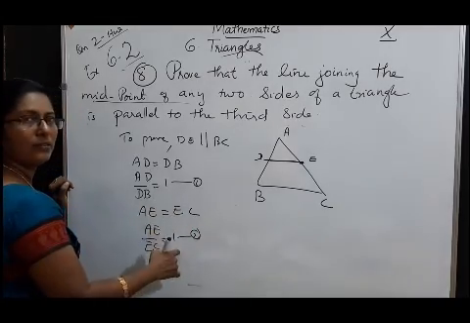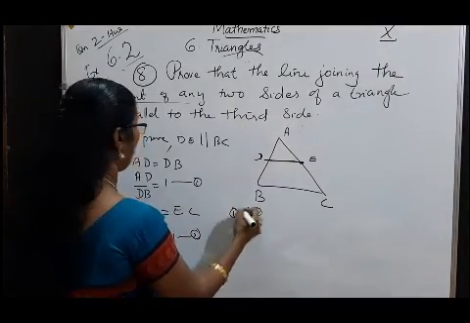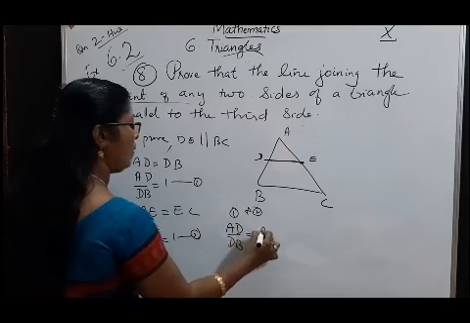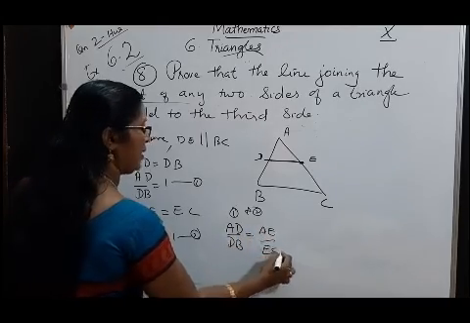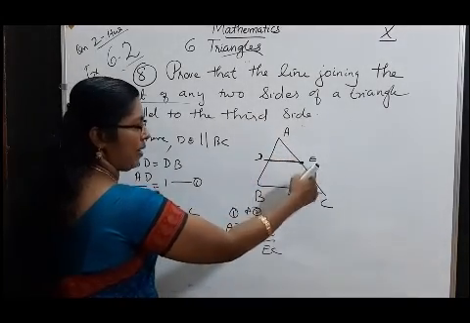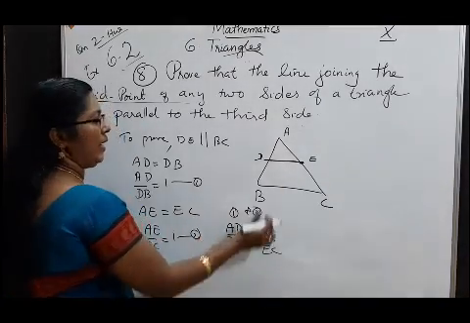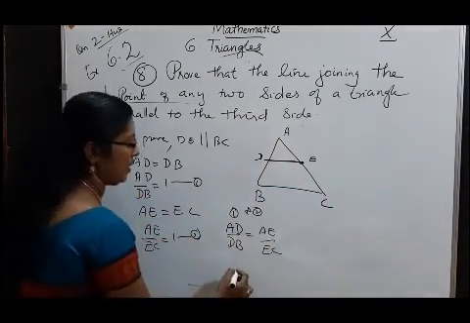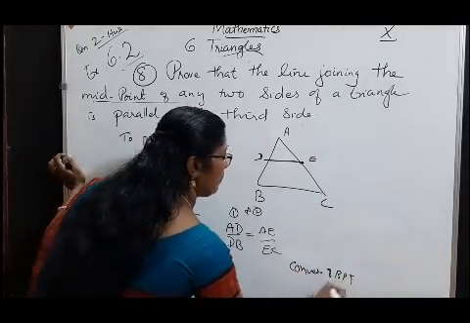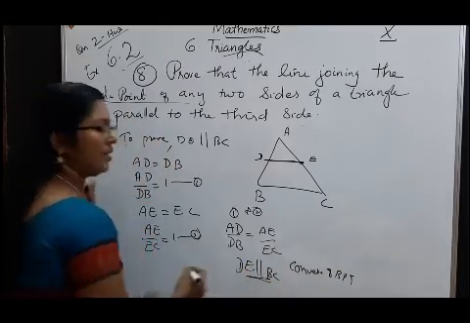From equations 1 and 2, right side equal 1, so we can write AD by DB equal AE by EC. By the converse of BPT, we can write DE parallel BC.